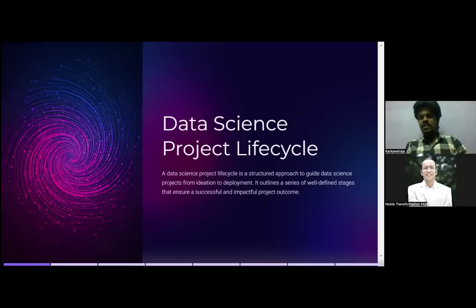As mentioned before, we will move into today's session. Today is going to be a summary of whatever we have done so far, that is the data science project lifecycle. A data science project lifecycle is a structured approach to guide data science projects from ideation to deployment. It outlines a series of well-defined stages that ensure a successful and impactful project outcome.